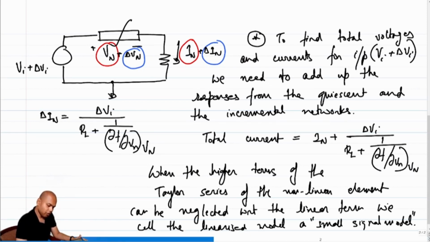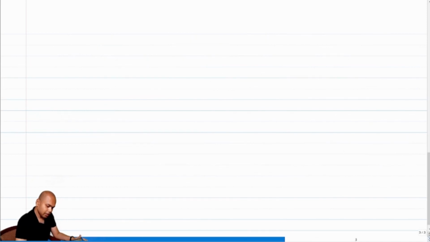Now, before moving forward, it makes sense to understand what is the small signal equivalent of all the elements that we know of, right? For example, a resistor, right? Let's say we have this resistor. So what is the small signal equivalent of a resistor? Let me write this as the element, and this is the small signal model.